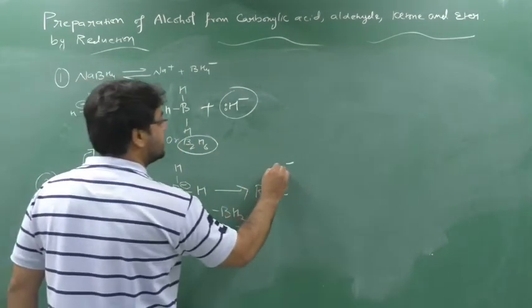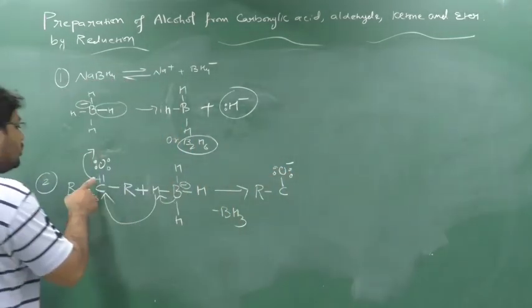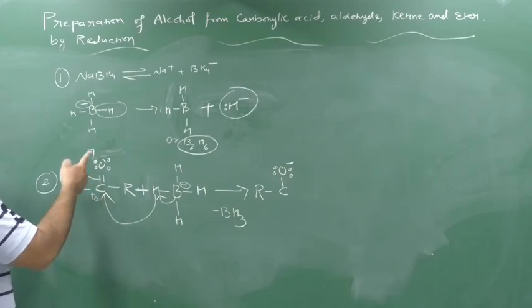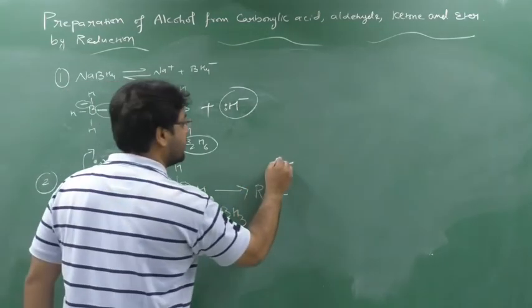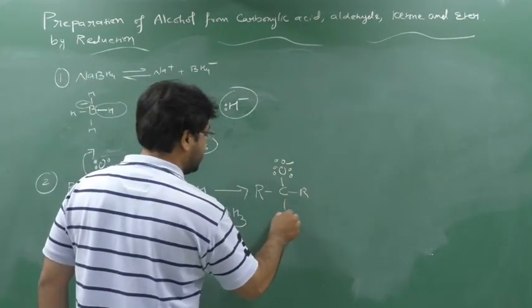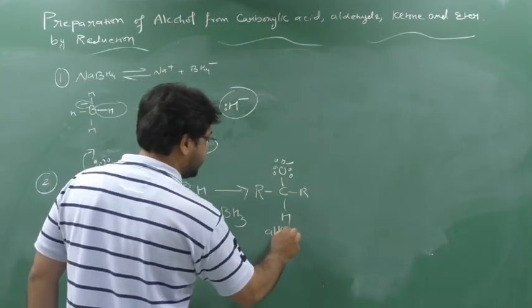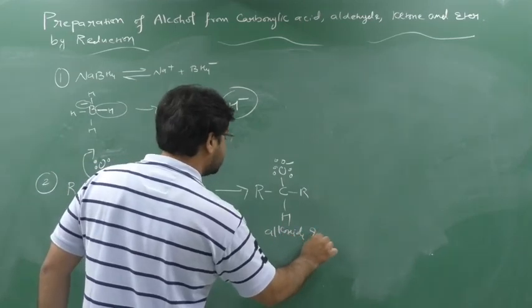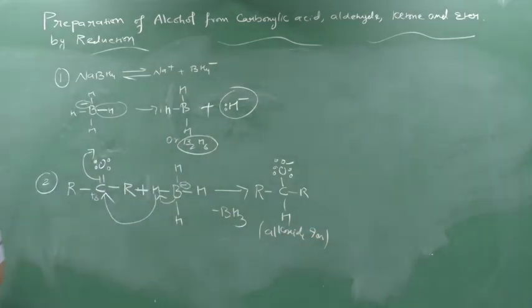Now see here, there were two lone pairs. Now one bond has been broken. One bond creates how many electrons? 2 electrons. So one extra lone pair will come here. One R will be here and one H will be here. So this is the formation of alkoxide ion, and BH3 will be generated. Clear this part?